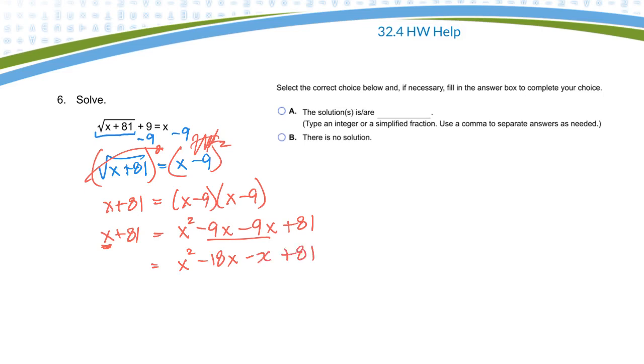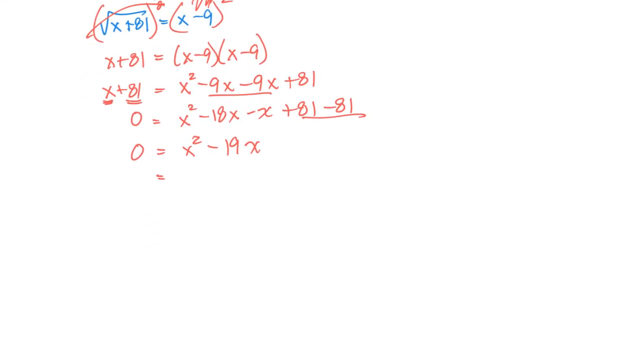Plus 81. If I bring this over, it'll be minus 81 is equal to 0. So I have x squared minus 19x. Oh, and that cancels. So now I can't factor a trinomial, but I can do a common factor. To get a common factor, I'll just take an x out, leaving me with x minus 19.